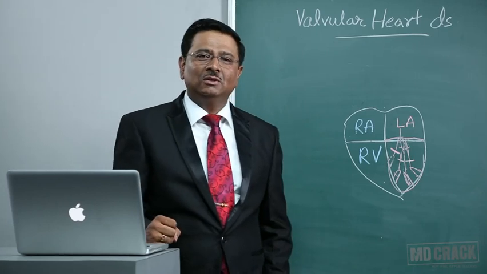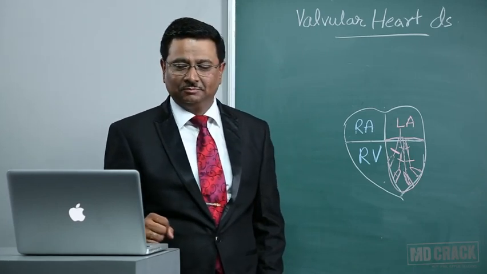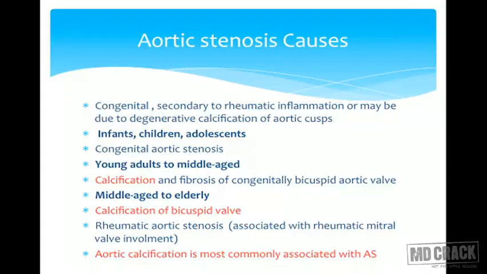Now we will be talking about aortic stenosis. What are the various causes for aortic stenosis? It could be congenital or secondary to rheumatic inflammation or maybe due to degenerative calcification of aortic cusps. In infants, children and adolescents, congenital aortic stenosis is the most common cause.